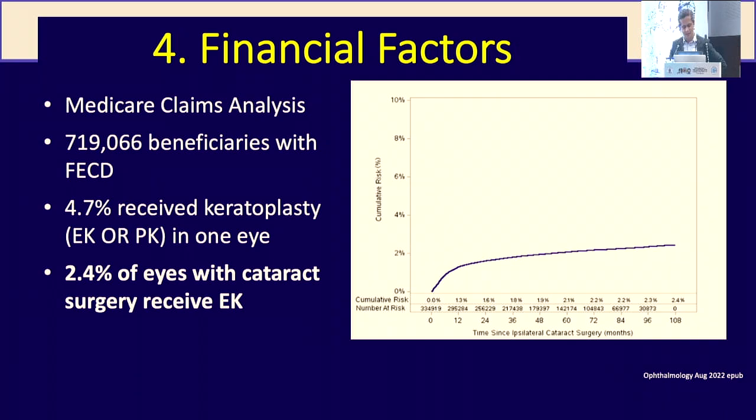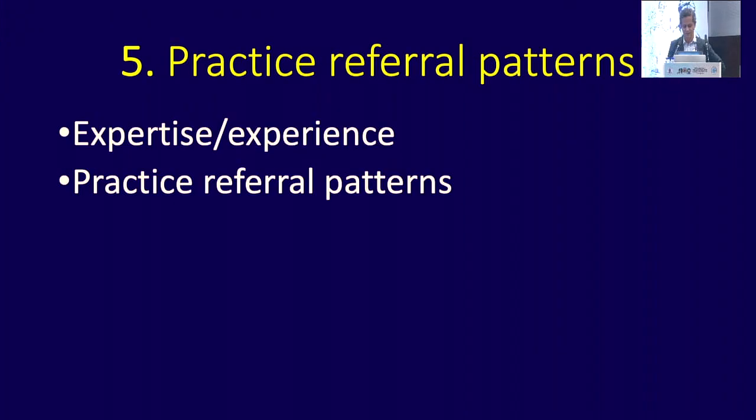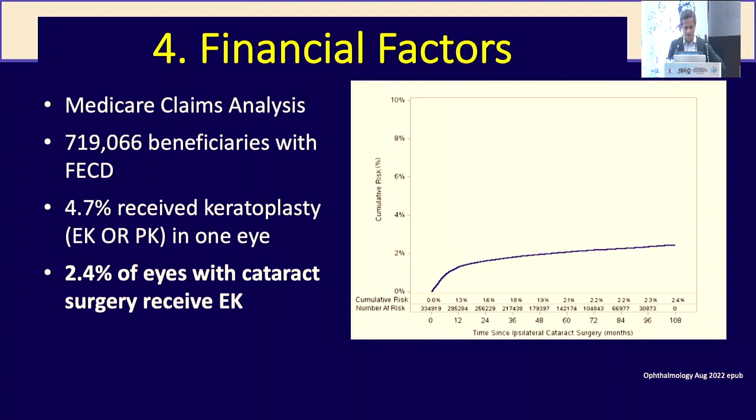Financial factors are not really discussed in the United States many times, but this is real data. Medicare claims analysis, again from Wilmer, more than 700,000 eyes with Fuchs dystrophy. 4.7% received keratoplasty, at least in this cohort, and only 2.4% of eyes with cataract surgery actually received EK in this analysis. So it is not a bad idea sometimes to offer only cataract in such patients.